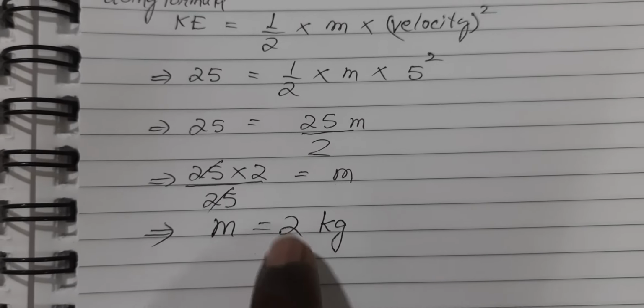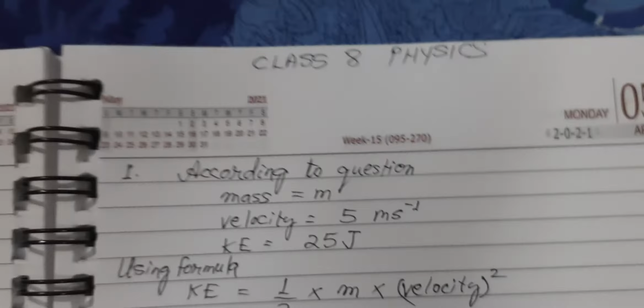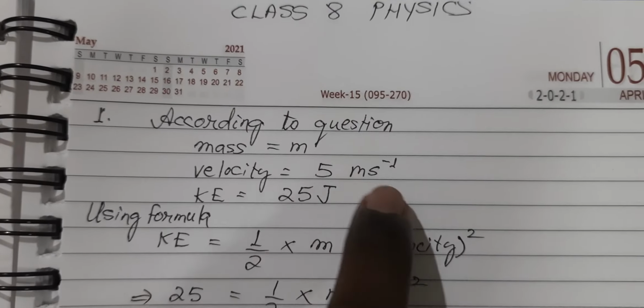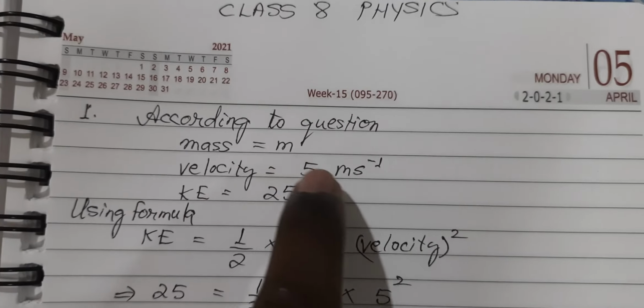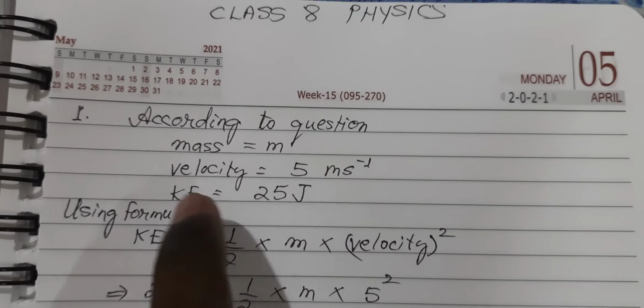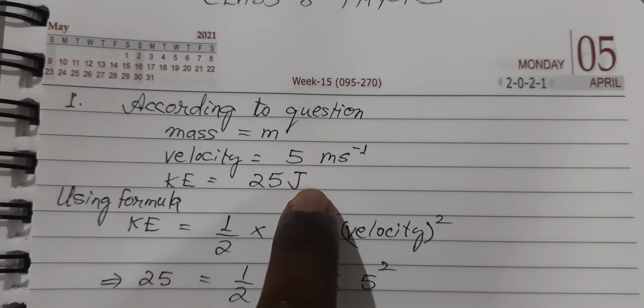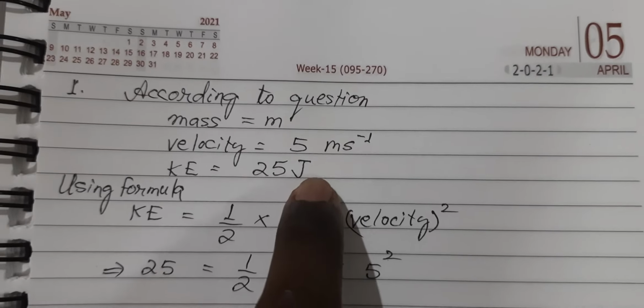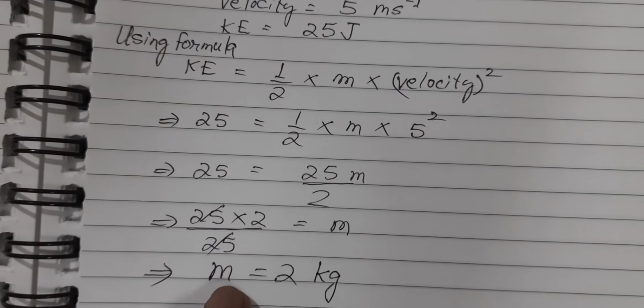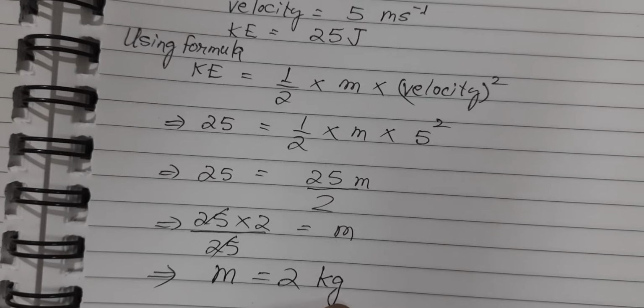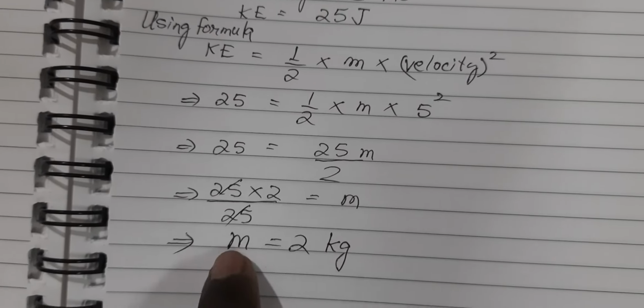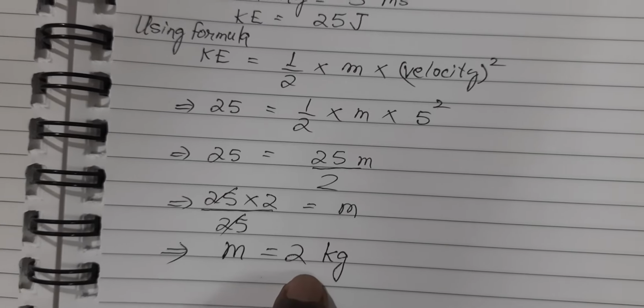Now the question is, what will be the unit? Now here all the units are given in SI units. Velocity is given in meters per second, that is an SI unit. Kinetic energy, we know the unit of energy is joules in SI units. So the unit of mass in SI is kilogram. So mass is 2 kilogram. But this is not our answer.